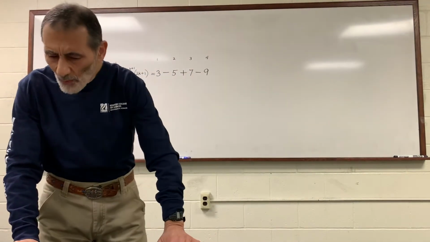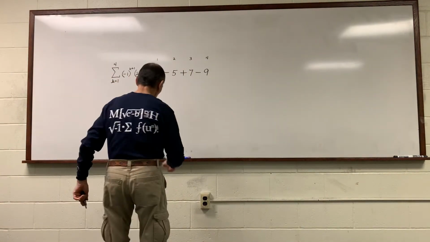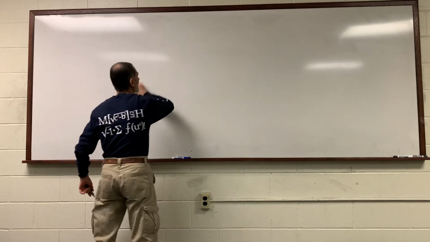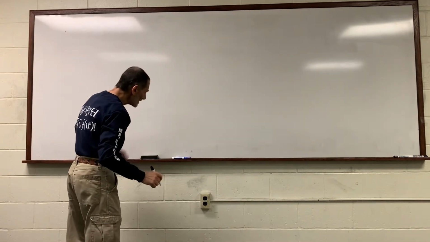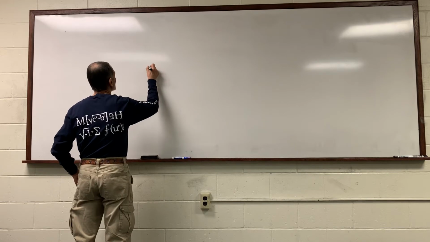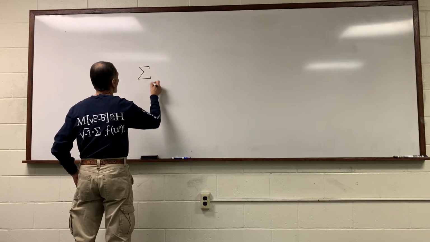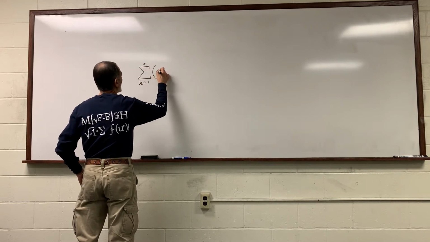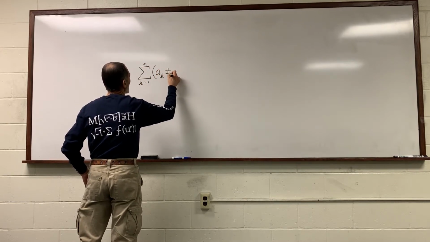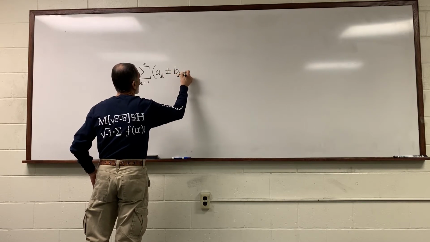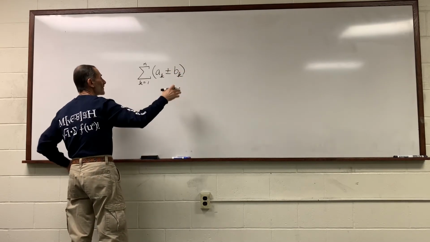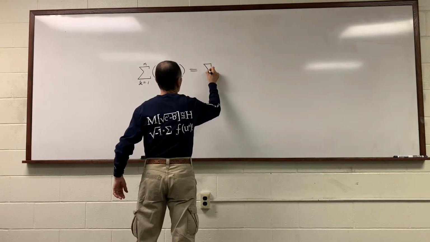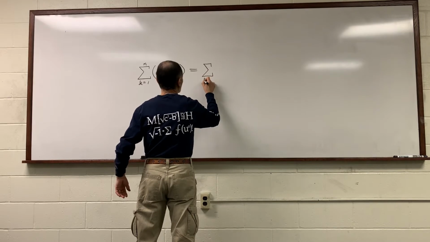Let's try some others. Well, actually, let's take a look at algebra rules now, because there are specific algebra rules regarding sums. First one is quite simple. That is, if you have two different sums that you are summing, what we have is exactly what you would expect.